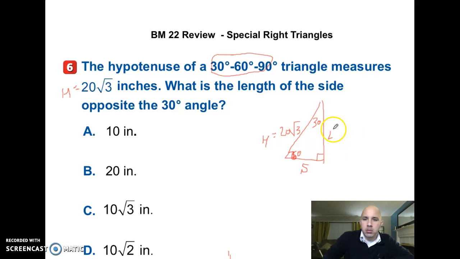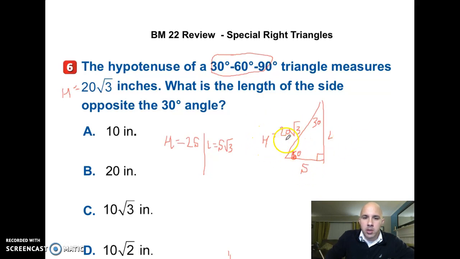Okay. After labeling our right triangle, let's put down the definitions. H equals 2 times the short side. And then the second definition is going to be your length. The longer leg is going to be your shorter leg times square root of 3. So let's see the approach here. We know the hypotenuse, we don't know the longer leg, nor do we know the shorter leg.